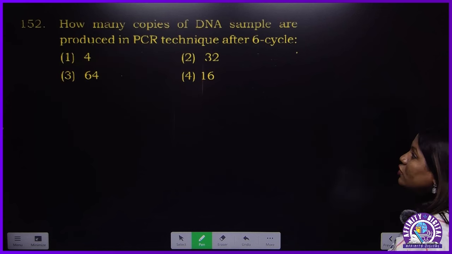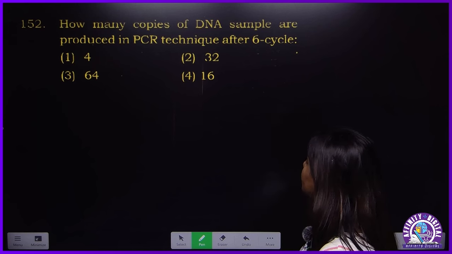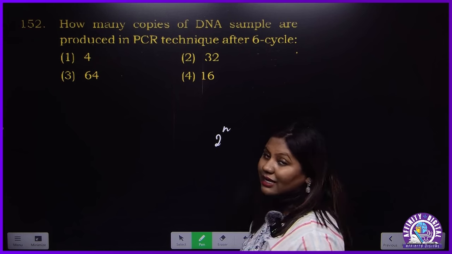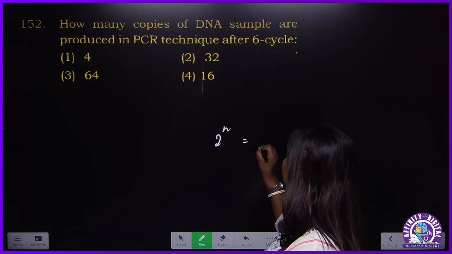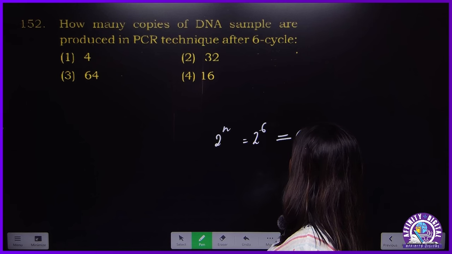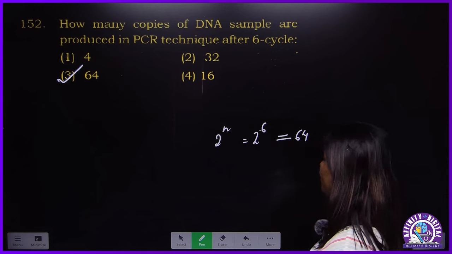Moving to the next question, how many copies of the DNA sample are produced in PCR technique after 6 cycles? So we will go with the formula 2 to the power n. यहाँ पे अगर हम 2 to the power 6 रखते हैं, then our value will be 64. So the final answer is 64.